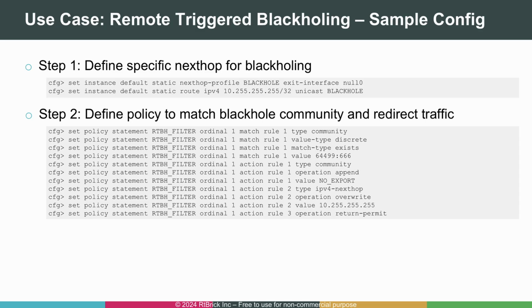Let's summarize the configuration for community-based remote triggered blackholing. First, you need to define a static route pointing to the null interface, which serves as the next hop to redirect traffic destined for the systems under attack. Second, you create a routing policy that matches the blackholing community and rewrites the BGP next hop to the blackholing next hop. As a best practice, BGP updates with blackholing communities should not be forwarded outside the local AS. Therefore, the noexport community is also added to the prefix.